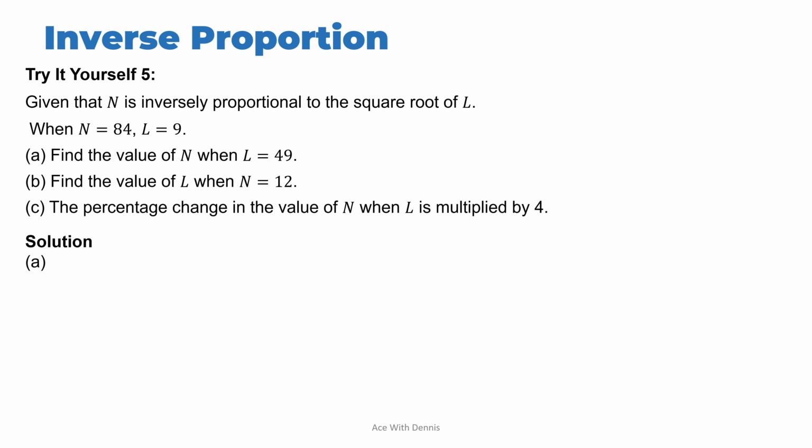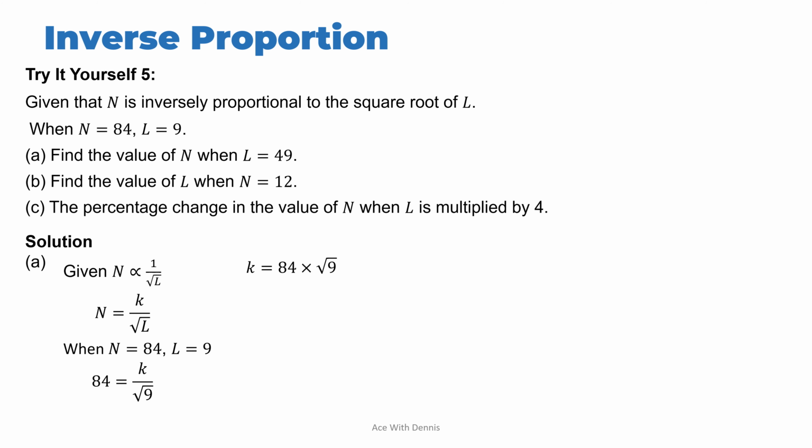Alright, here's the solution for A. Given that n is inversely proportional to the square root of L, so n equals k over square root of L. When n is 84 and L is 9, just substitute these values into the equation. We get 84 equals k over square root of 9. k will be 84 times square root of 9, and the value of k is 252. Now we rewrite the equation, n equals 252 over square root of L. When L is 49, just substitute L equals 49 into the equation. So n will be 252 over square root of 49, and the answer is 36.